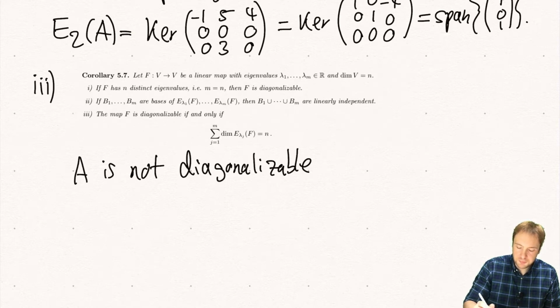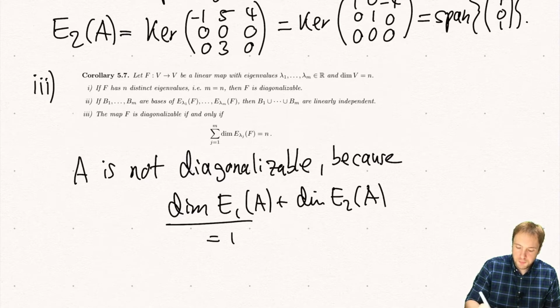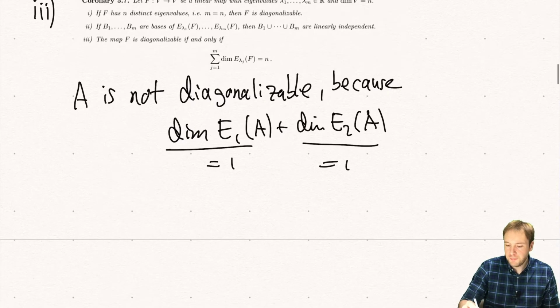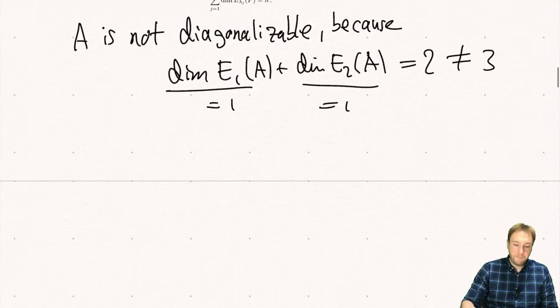Not diagonalizable, because the dimension of E1 of A plus the dimension of E2 of A, so these are both 1. Oops, 1 plus 1 is 2, and this is not 3, which is the dimension of the whole space.